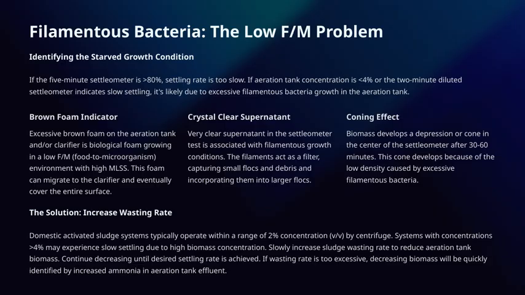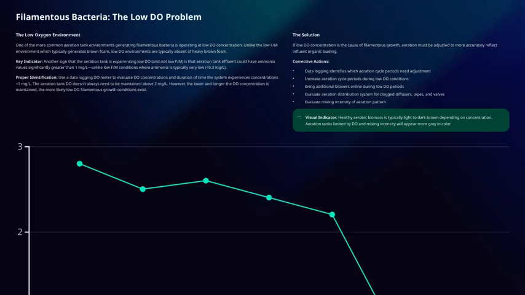If we waste too much too quickly, it can lead to increased ammonia in the effluent, signaling that we've gone too far and that the biomass reduction is impacting treatment efficiency. In essence, controlling filamentous bacteria involves a careful balance, adjusting the wasting rate to restore proper settling without compromising overall treatment performance. Let's talk about filamentous bacteria and the low DO problem.